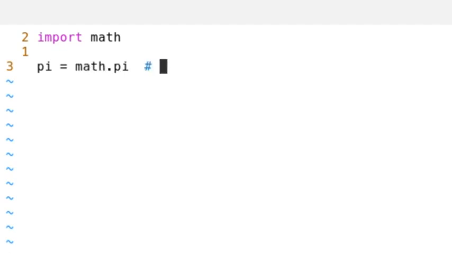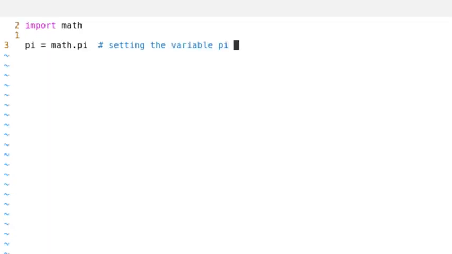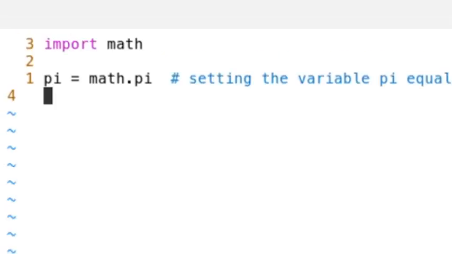All right, the first thing I'm going to do is import the math module. So I just type import math, and that will allow me to use some of these functions. After that, I'm going to create a variable. I'm going to call it pi, and I'm going to set it equal to math.pi. So what this is doing is setting the variable pi equal to the mathematical constant pi. After that, we're going to use some of these math functions.